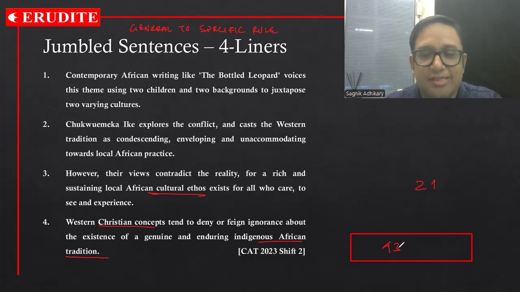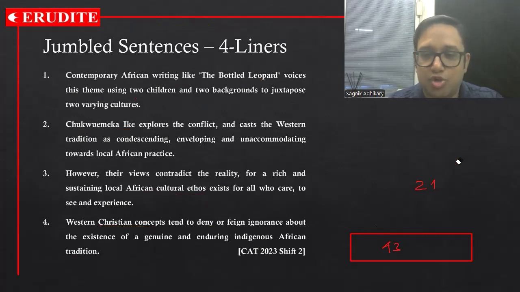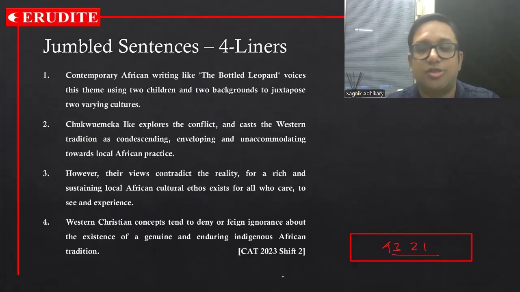By that, we see that 4-3 are more generalized versus 2 takes a specific example of one, an author, then second, a work, The Bottle Leopard, and then explains this conflict in this context. So we find that clearly 2-1 must come after 4-3, which means that we have our sequence. The correct answer to this question is 4-3-2-1.